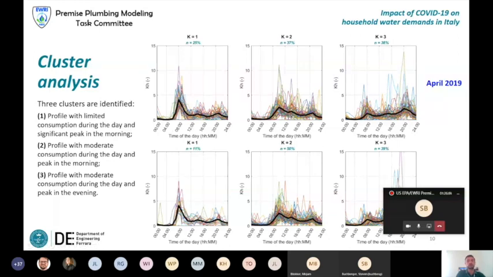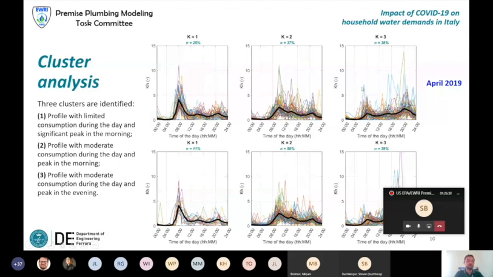In particular, the three clusters are highlighted by quite different profiles. The first one is a profile with a very limited consumption during the day and a significant peak in the morning. The second cluster is characterized by a profile with a moderate consumption during the day, quite higher than in the previous case, but a smaller peak in the morning, even though the highest peak of the day is still in the morning.